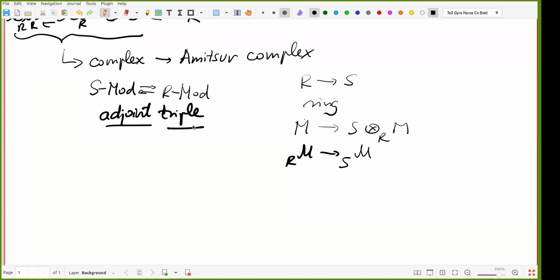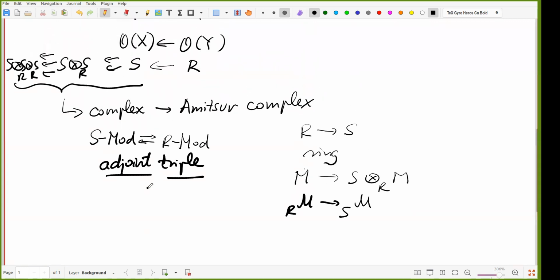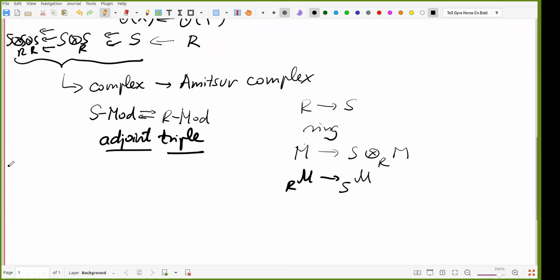Now, in this setup, there is a classical question of descent theory, the usual question of descent theory.